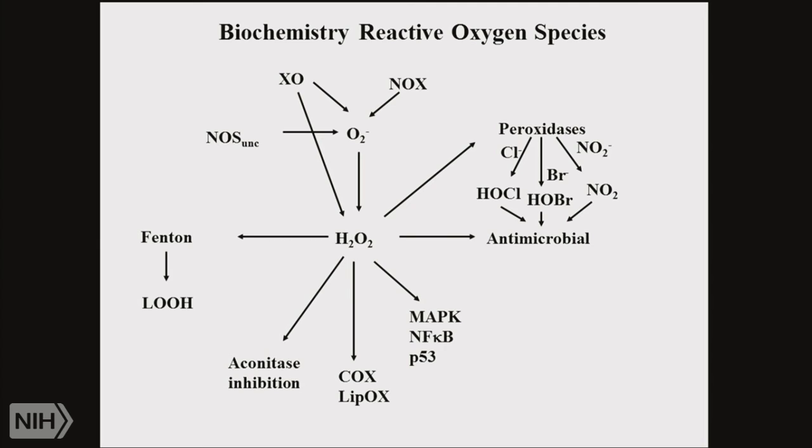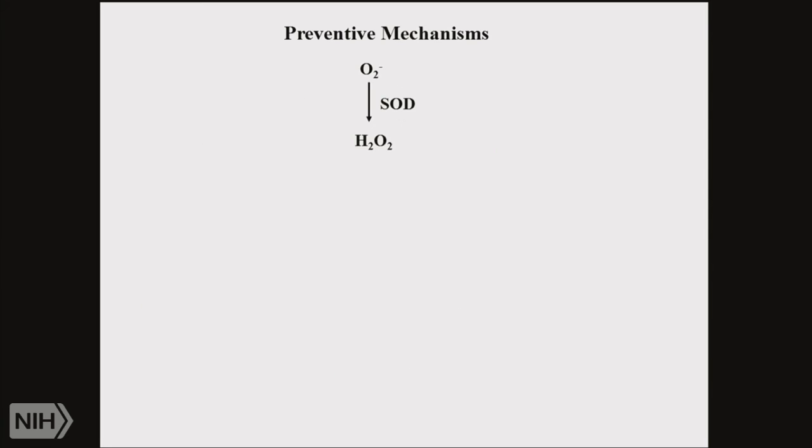Peroxide can also be converted by the peroxidases. These are things like myeloperoxidase and eosinophil peroxidase, which can react with chloride ion to make HOCl, HOBr. Remember, this is the stuff you put in your pool or hot tub or spa as an antimicrobial. And it can also oxidize nitrite to NO2. NO2 is actually really important in some pathogens such as TB. And so this reaction is actually very important in things like TB.